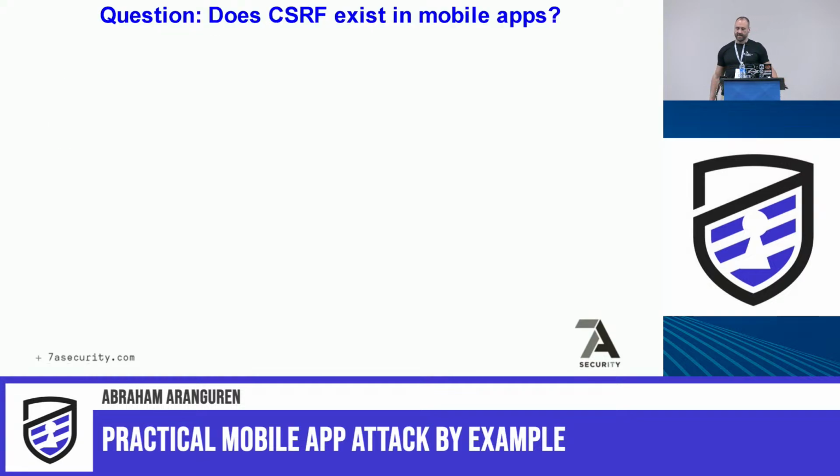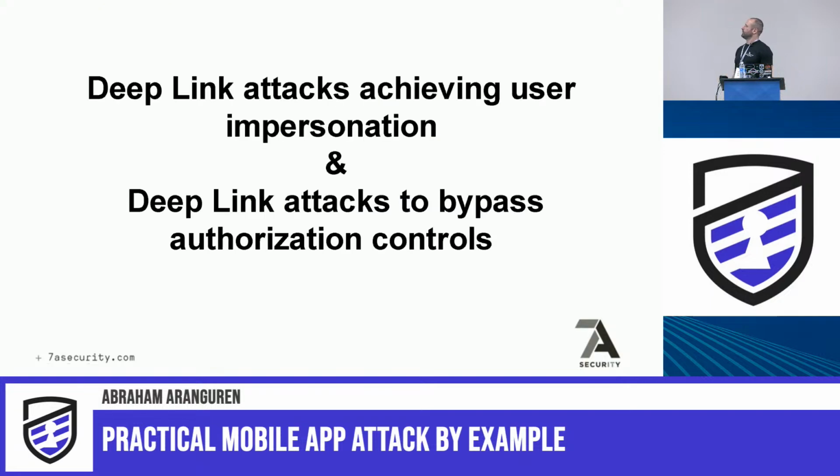All this being said, now I'm going to talk about a different type of attack vector. So does cross-site request forgery exist in mobile apps? Anybody? Yes, no, maybe? Yes, we have a yes over there. So yes, normally cross-site request forgery is achieved in mobile apps using deep links, right?